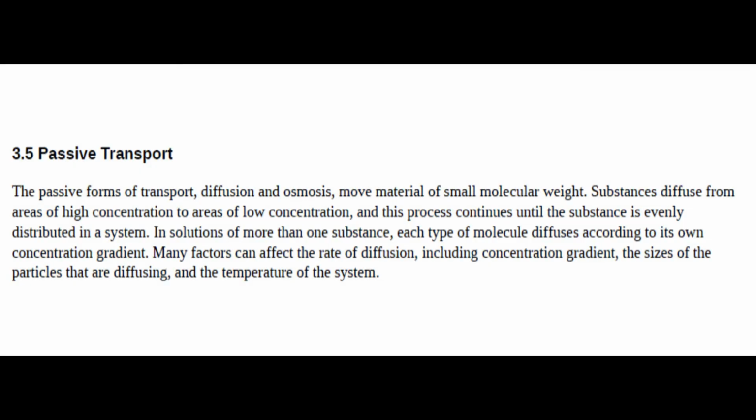Section 3.5, Passive Transport. The passive forms of transport, diffusion and osmosis, move material of small molecular weight. Substances diffuse from areas of high concentration to areas of low concentration, and this process continues until the substance is evenly distributed in a system. In solutions of more than one substance, each type of molecule diffuses according to its own concentration gradient. Many factors can affect the rate of diffusion, including concentration gradient, the sizes of the particles that are diffusing, and the temperature of the system.